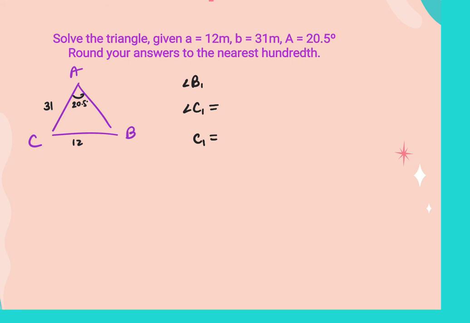So my complete ratio is, again, the A's. So 12 over the sine of 20.5 equals 31 over the sine of B, we're going to call it B1. Cross multiply.